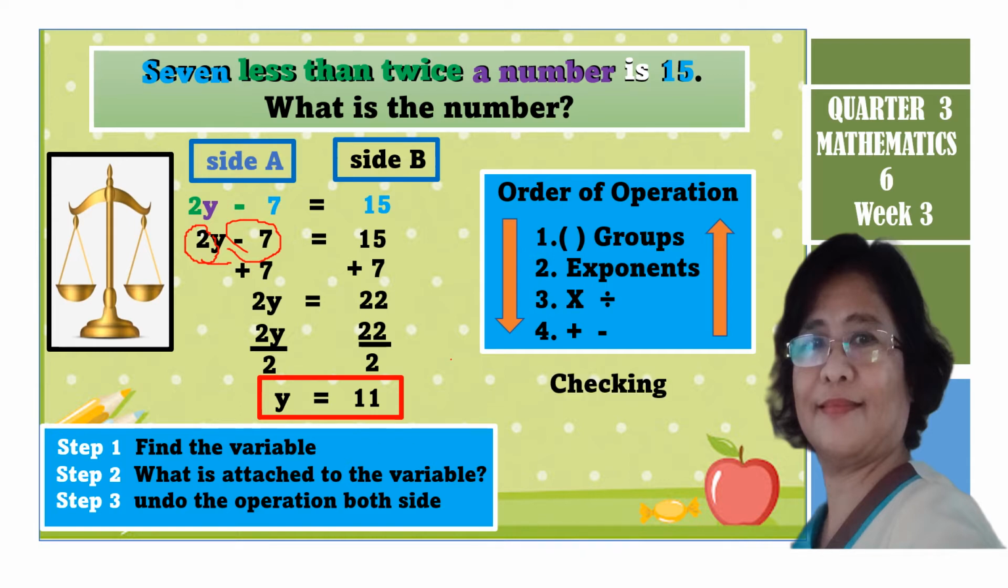Okay, let us check if our answer is correct. Let us substitute the value of y. Y is 11, so substitute 2 times 11 minus 7 is equals to 15. So 2 times 11 is equals to 22. Minus 7 is equals to 15. So therefore, 15 is equals to 15. Our answer is correct.